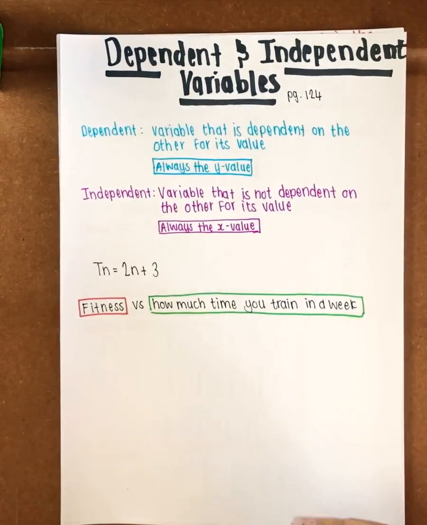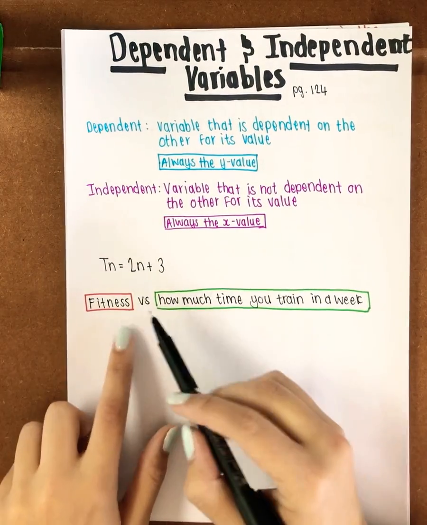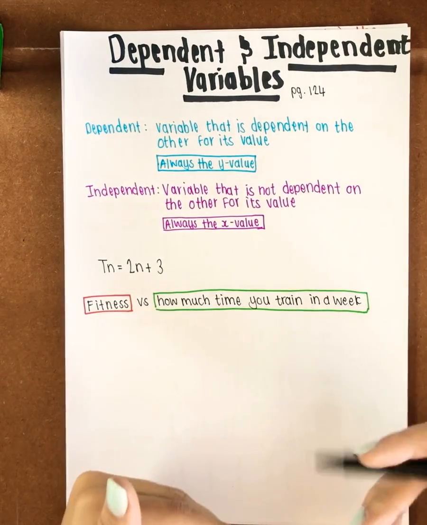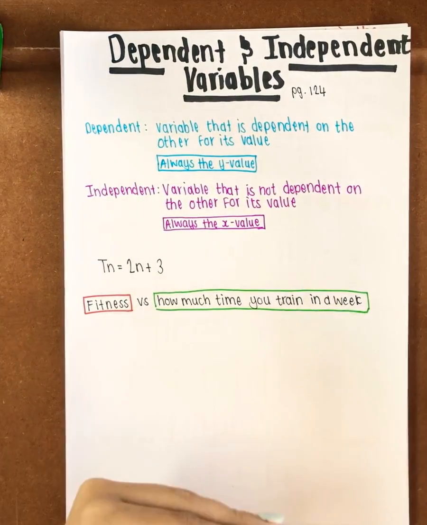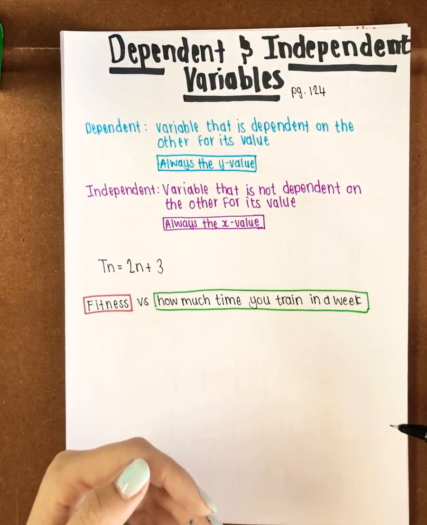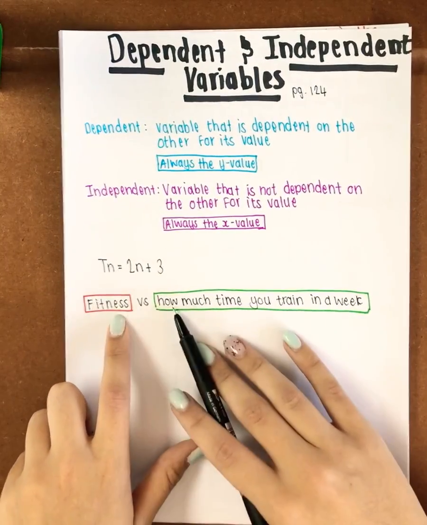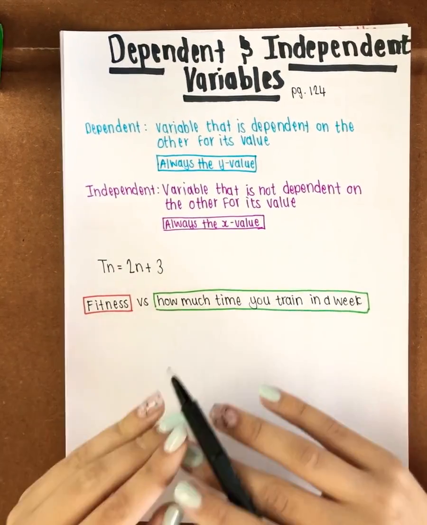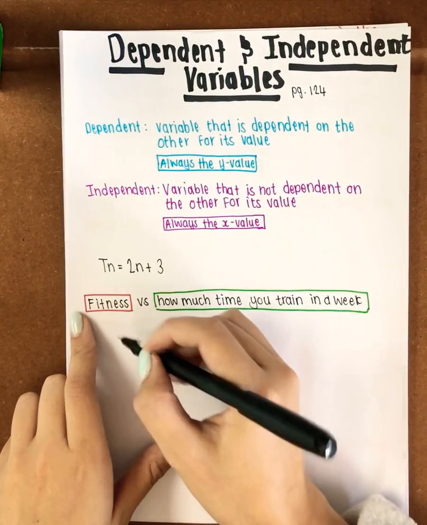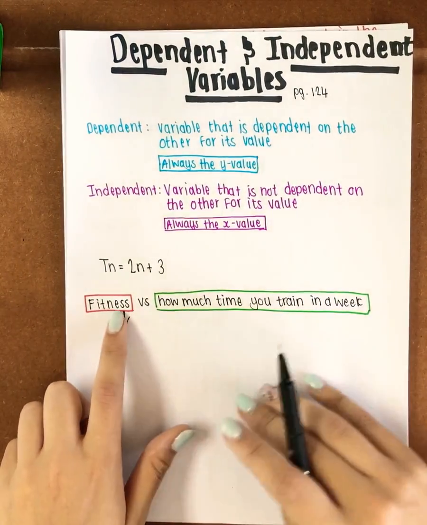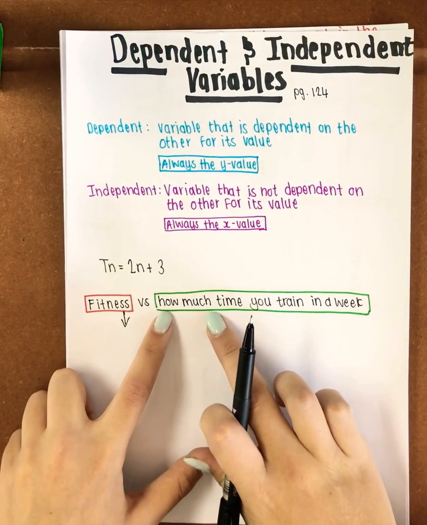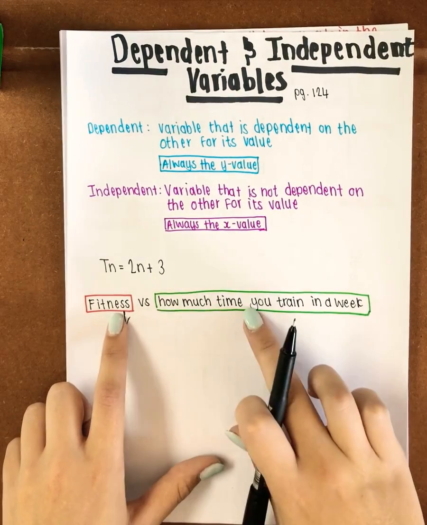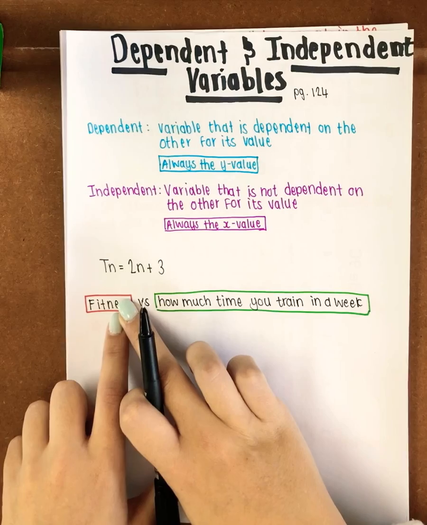Okay, so we'll look at a practical example. If I did the relationship between your fitness and how much time you train a week, obviously if you spend more hours training, your fitness will increase. So that's a relationship. These are my two variables, the two things that I'm comparing and going to study the relationship of. So is my fitness dependent on how much time you train in a week? If you spend more time training, will my fitness increase?